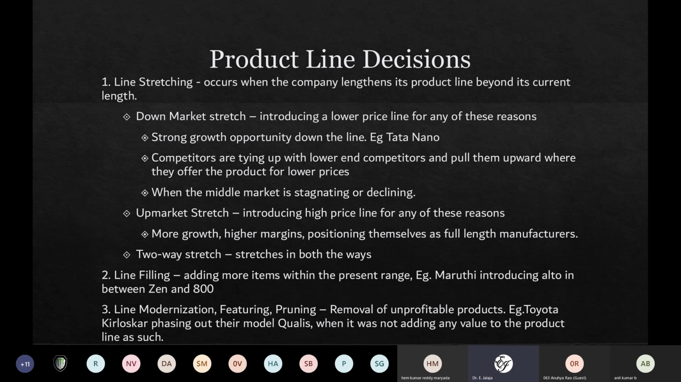In such cases, out of no other option, companies will release a low-end model. That is also one problem: to withstand the competition and to restrict any new entry into the market, they introduce the product at a low price.